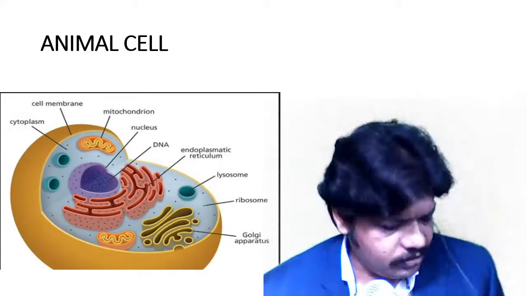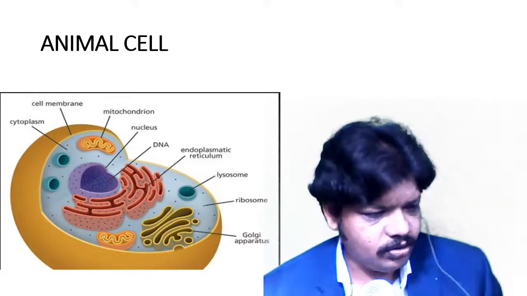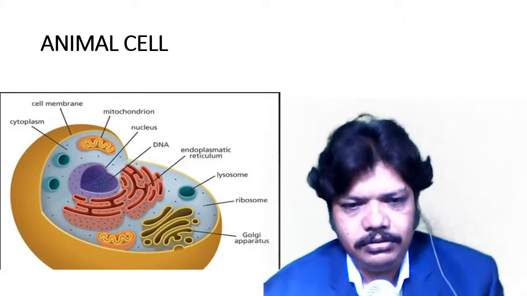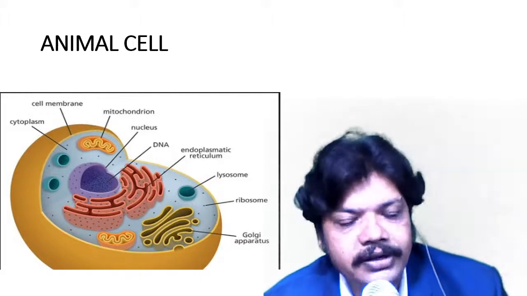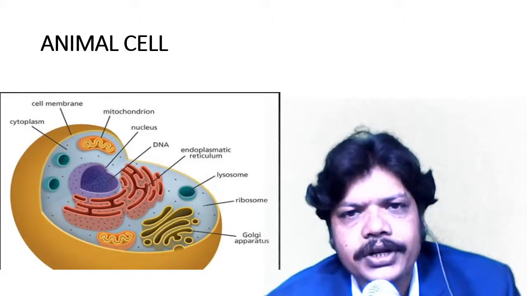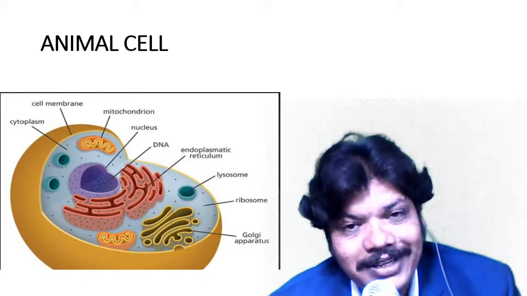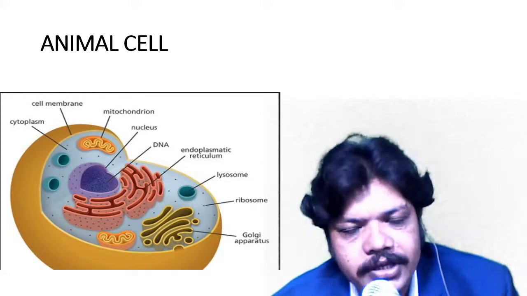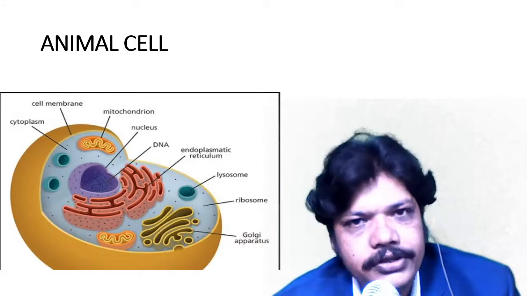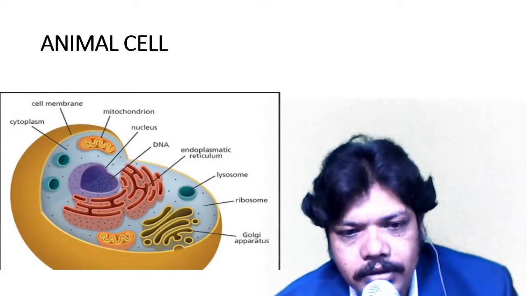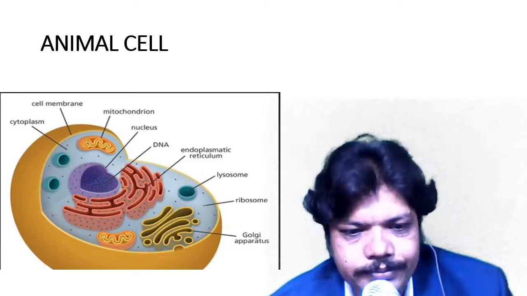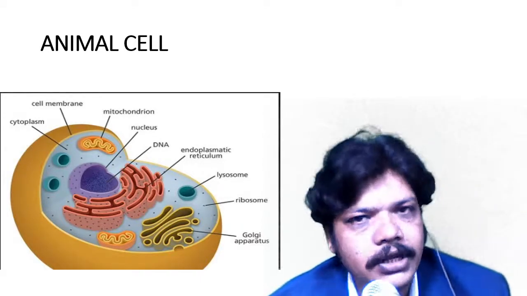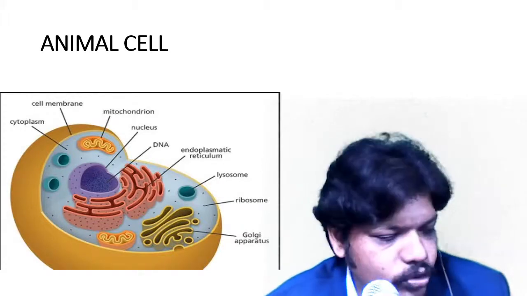Again, another organelle is the Golgi apparatus. The Golgi apparatus is also involved in packaging the material. If the cell wants to pass material to the outside of the cell or inside the cell, that role is played by the Golgi apparatus. The transfer of material from the cell to the outside of the cell depends on the Golgi apparatus.